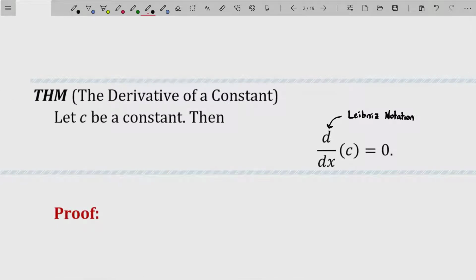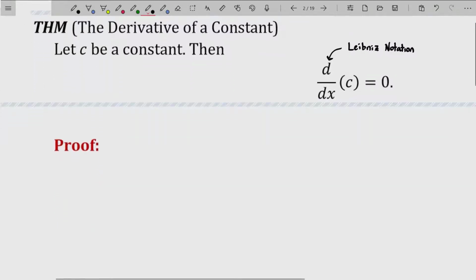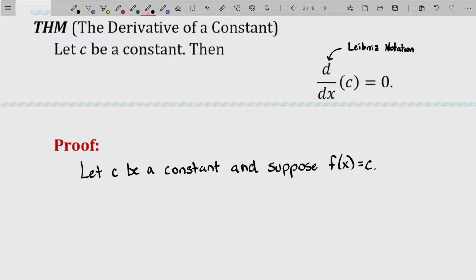We'll start with the supposition that c is a constant. Additionally, we're going to suppose that our function, f of x, is just equal to that constant. So we have a constant function. There's a specific reason why I want to do that, mainly because I want to take the derivative. And at this point, whether you know the tricks or not, you cannot assume the tricks. At this point, we must use the limit definition to prove this statement.